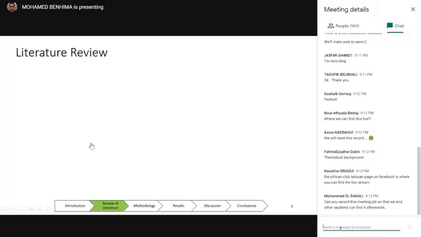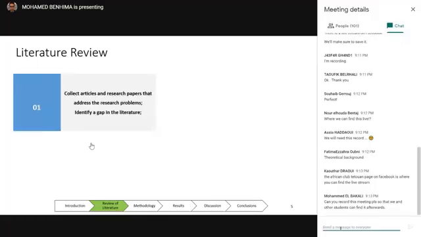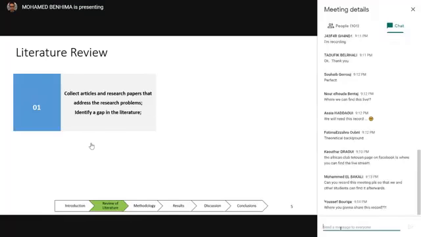The second chapter is about the literature review. That is, you talk to us about what others have done before you. So first of all, there are some steps that you have to do. You should collect articles and research papers that address the research problems that you are interested in, and identify a gap in the literature. This is very important. That is what other studies have not tackled, okay? So you should tell us this.